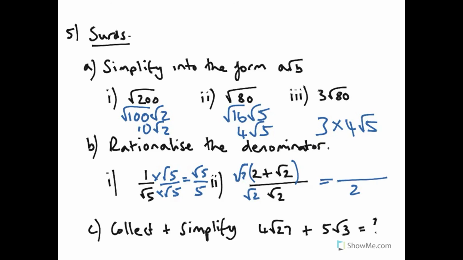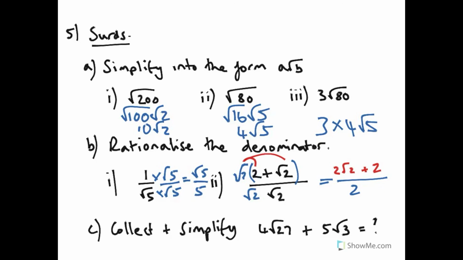Now the denominator is easy, it's just 2. Now using your expanding brackets techniques, that times that is 2 root 2, and that times that is 2. So you end up with that answer, 2 root 2 plus 2 over 2. And that is not quite finished, but it'll do. I would have given the marks there. You can simplify that to root 2 plus 1, but it's a little bit beyond the scope of what we've been doing in class.